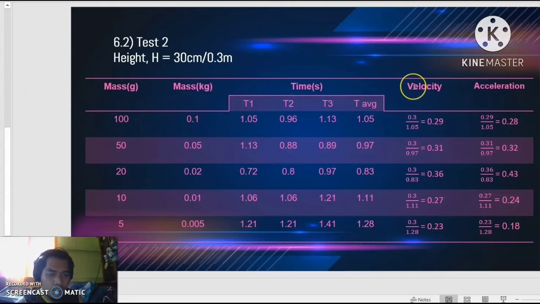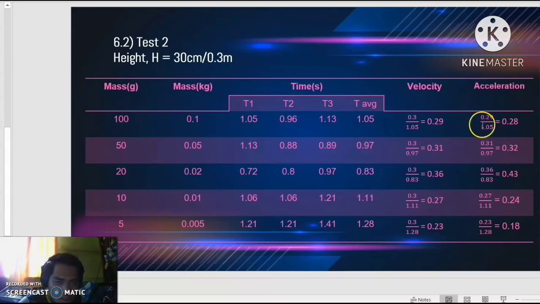Just like for test 1, we use the same formula in calculating the velocity and acceleration. You can see here for the 100 gram, we divide height by time taken, which is 0.3 over 1.05, resulting in 0.29 velocity. The second one is 0.31, by dividing 0.3 by 0.97. For the third one, we got 0.36. For the fourth one, we got 0.37, and lastly, for the fifth one, we got 0.33.